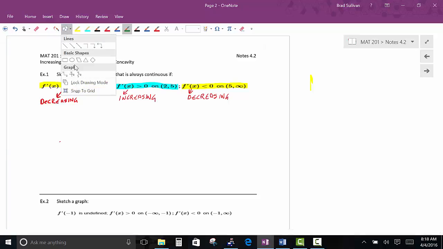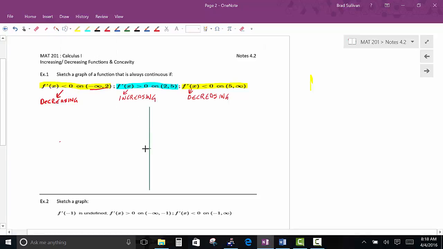So let's draw a coordinate system and label our x-axis. The key thing is we need to look at 2 and then 5, so those are the key values. It doesn't really matter what f of x is, because I don't even tell you what f of x is. So that's going to be my x-axis and my f of x.